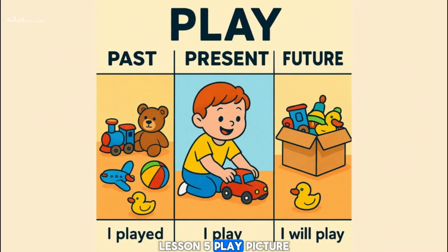Lesson 5. Play. Picture number 5. The verb is play. Past, toys are on the floor. We finished playing. We say, I played. Present, the child is playing now. We say, I play. Future, toys are in a box waiting. We say, I will play. Played, play, will play. Fun and easy.